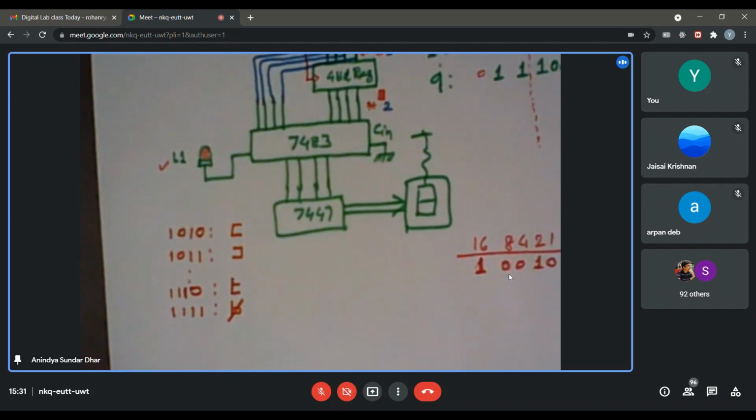Achha, in the other window, is it now okay? So it's fine, but the quality is very blurry.